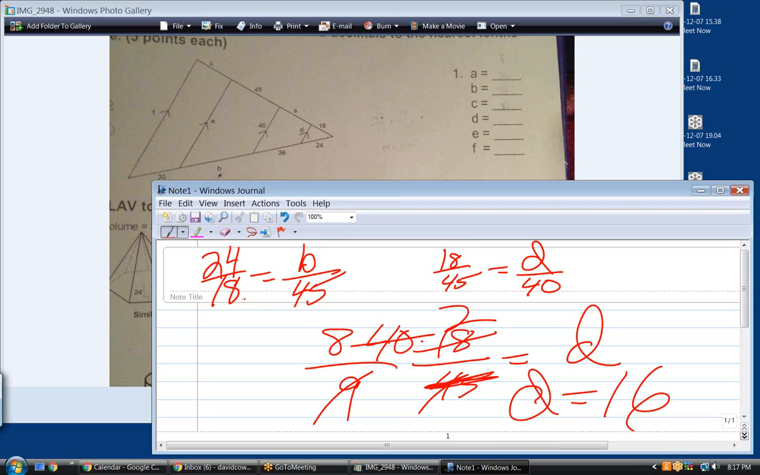So what does B end up being? And again, we don't need to cross multiply. We just need to multiply both sides by 45. Now this becomes 4/3, and now that becomes 15 times 4. So B is 60. What's C? Let's skip over E for a moment and figure out what C is.